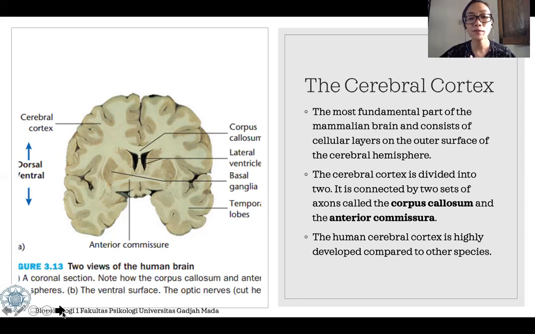And the most fundamental part of the mammalian brain consists of cellular layers on the outer surface of the cerebral hemisphere. And the cerebral cortex is divided into 2, the left and the right, and is connected by 2 sets of axons called the corpus callosum and the anterior commissure here. And the human cerebral cortex is highly developed compared to other species.